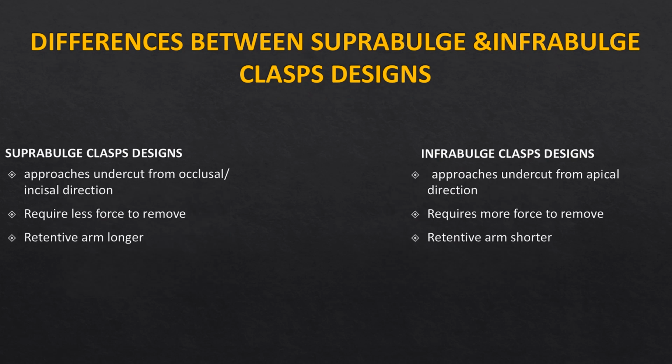So, what is the difference between a supra-bulge and infra-bulge clasp design? Supra-bulge clasp design, as I mentioned, approaches the undercut occlusally. Infra-bulge approaches the undercut from an apical direction. Supra-bulge requires less force for removal, whereas infra-bulge clasps have excellent retention and require more force. In supra-bulge clasps, the retentive arm is longer. In an infra-bulge clasp, the retentive arm is shorter, or there is no retentive arm. We just have a mesial rest.